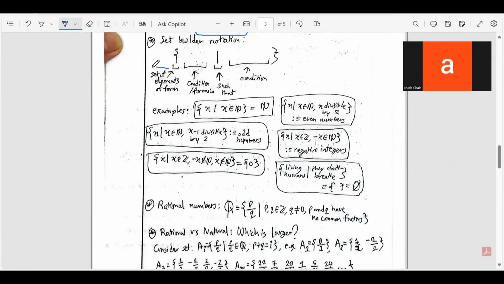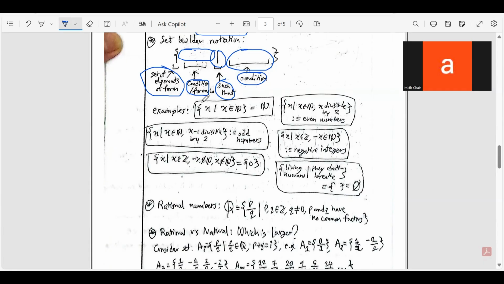So we look at the first bracket and we say, the set of elements of form. I look at whatever is written here and I just read it as it is given. That's a condition or a formula. I read this vertical line as "such that". And I read this portion as it is given. It's another condition. So let's work with some examples.